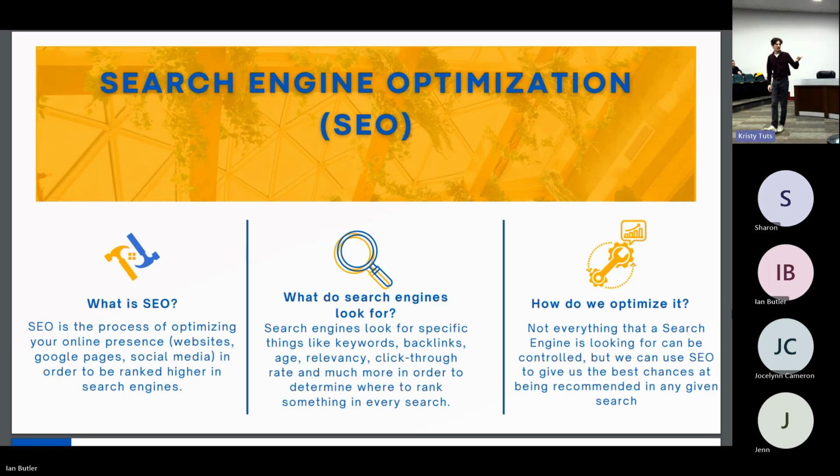And as I mentioned, not everything the search engine looks for is something we can actually change. For example, age: we can't make our pages older to make them more verified. The sooner we create one, the better, but that's not something we can change, right? There are certain things where no matter what you do, you can't change it, but we can focus on the things that we can change to try and give us the best chance at being ranked higher.